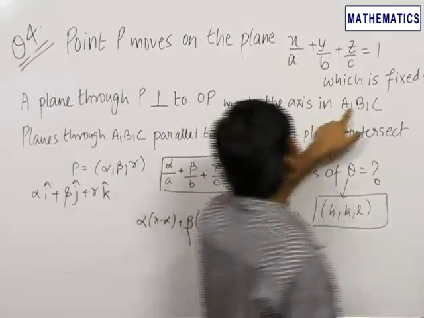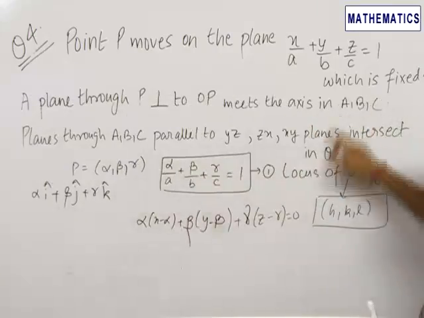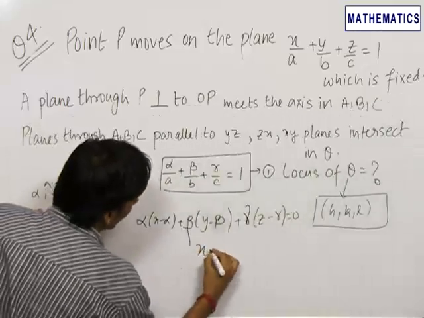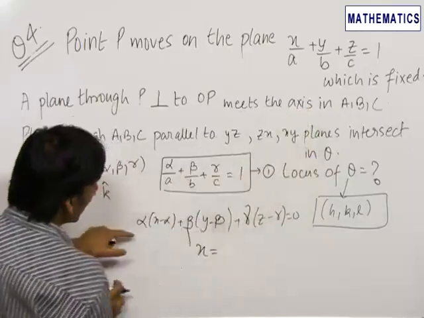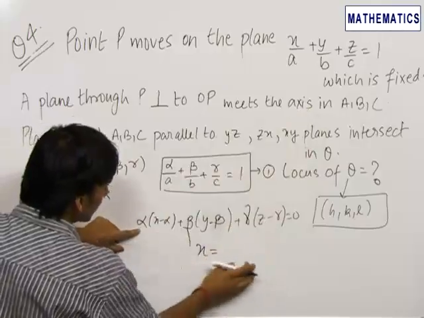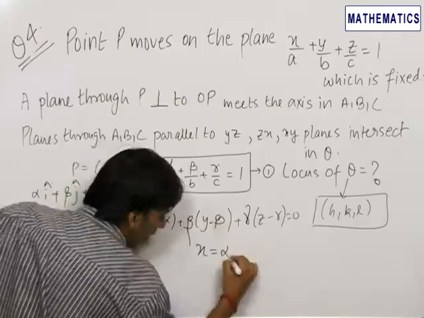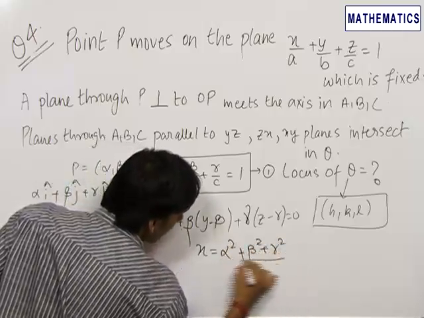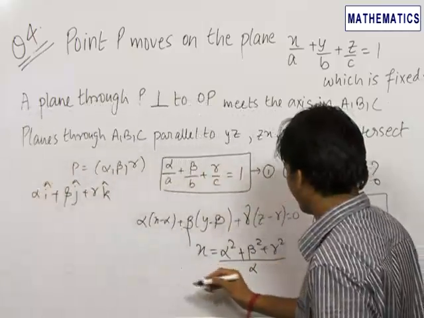Now this meets the axis in points A, B and C. So let us find out the coordinates of the points A, B and C. Point A is the x-intercept. Therefore it can be easily found out from this by putting y and z equal to 0. This comes out to be equal to alpha square plus beta square plus gamma square upon alpha. This is point A.